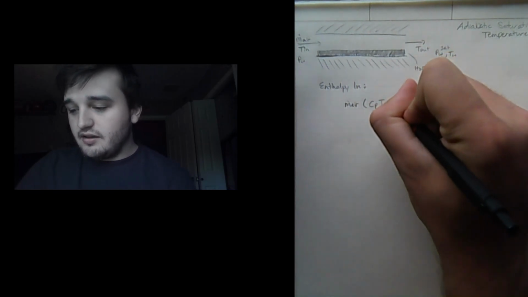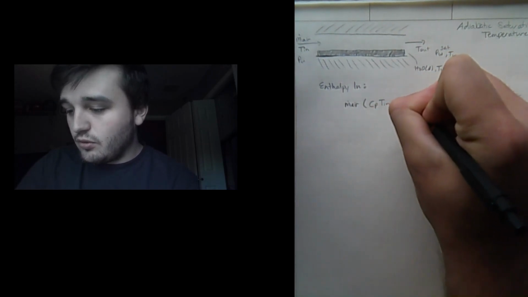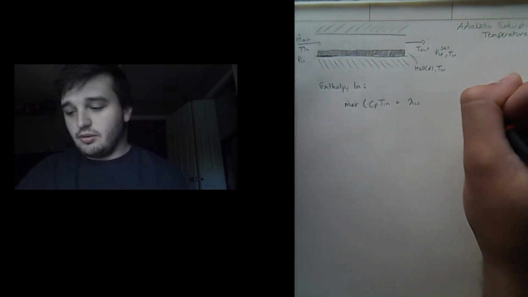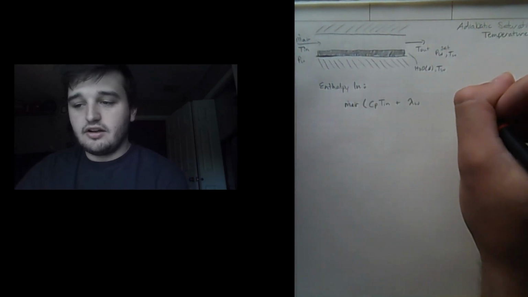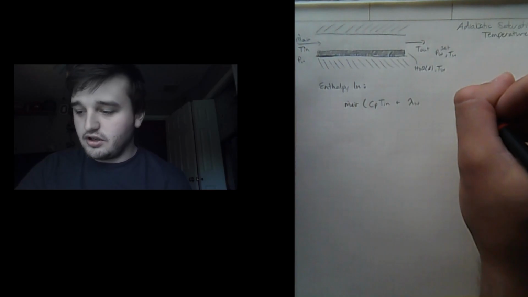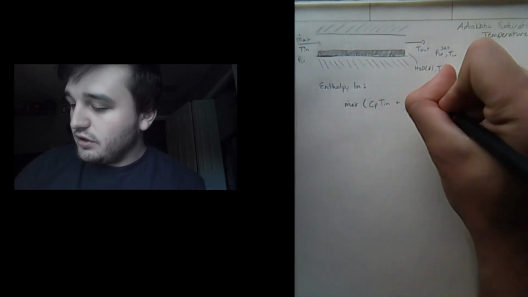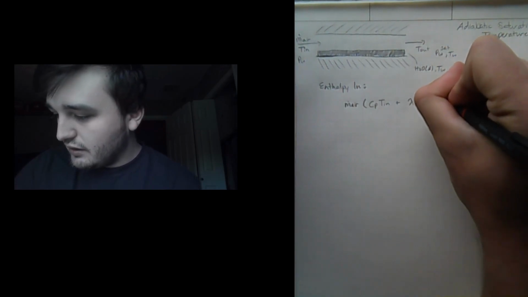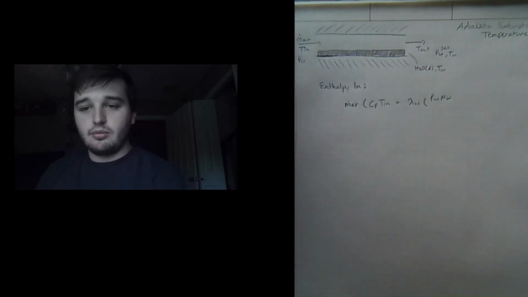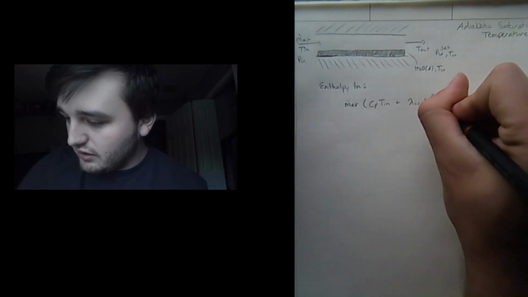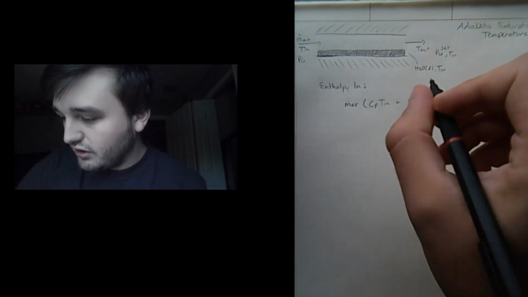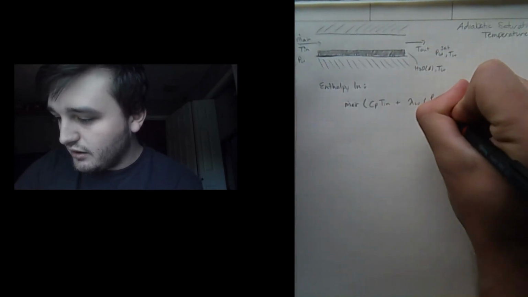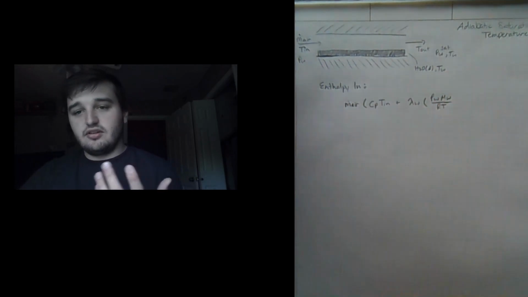So we need to add the heat of vaporization for the water, or lambda W, and that is going to be in terms of joules per kilogram. And then we need to multiply by the pressure of the water, and that's going to be in moles, and we want kilograms, so we're going to multiply by the molecular weight to get moles into kilograms, and then we're going to divide by the gas constant times the temperature.